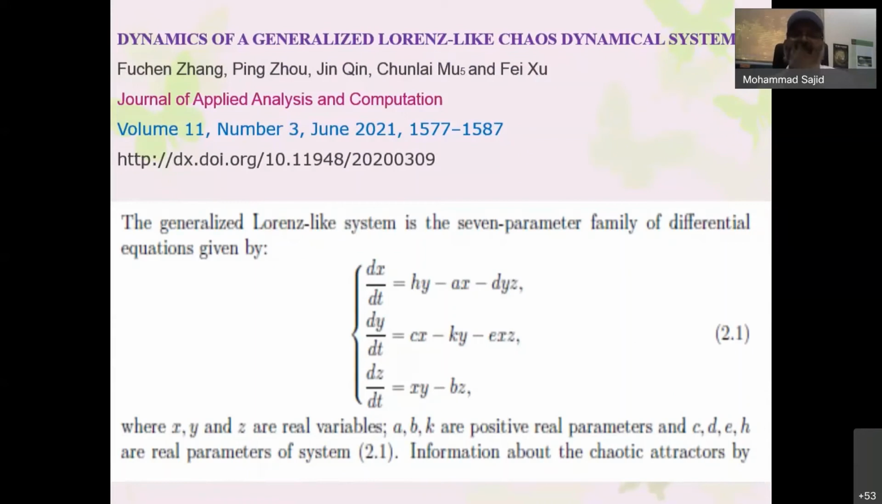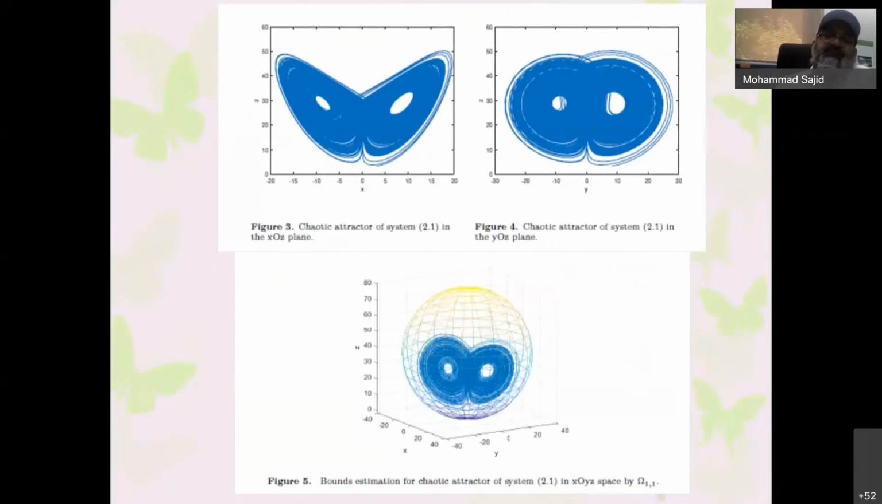Every differential equation and system of differential equations has parameters, and based on them we can decide the solution. Here x, y, z are real variables, a, b and others are positive real parameters, and c, d, h are real parameters. Some are positive, some may be negative. They have given this information, and based on it they have studied a long mathematical theory behind this. After studying, they found the chaotic behavior inside the system and represented it with this picture.